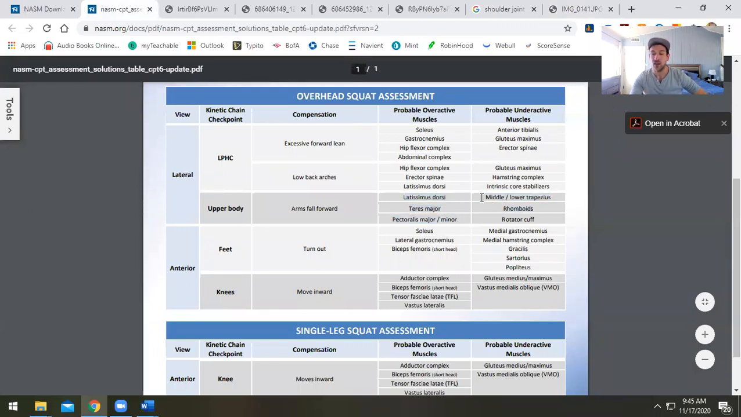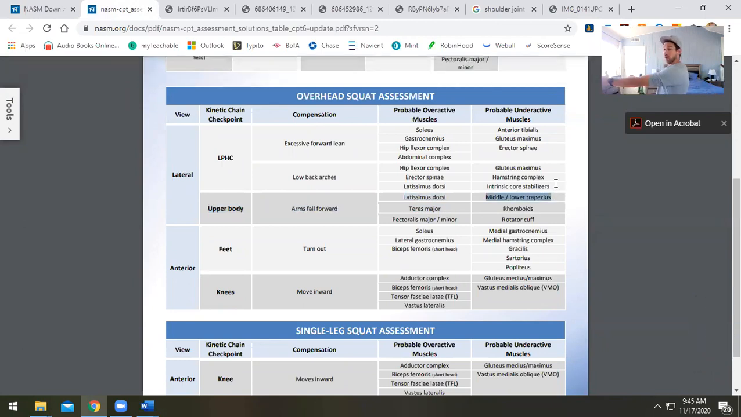So again, we're going to see the middle and lower trapezius here. Remember, the middle trapezius is in charge of shoulder retraction. It's going to pull the shoulder blades back this way. And then the lower trapezius is in charge of retraction and depression, so that's pinching the shoulder blades down and back. We're also going to see the rhomboids, also in charge of shoulder retraction. So all these muscles are working directly opposite the pectoralis major and the pectoralis minor, because both of those are causing that protraction. This is going to be all focused on retraction.